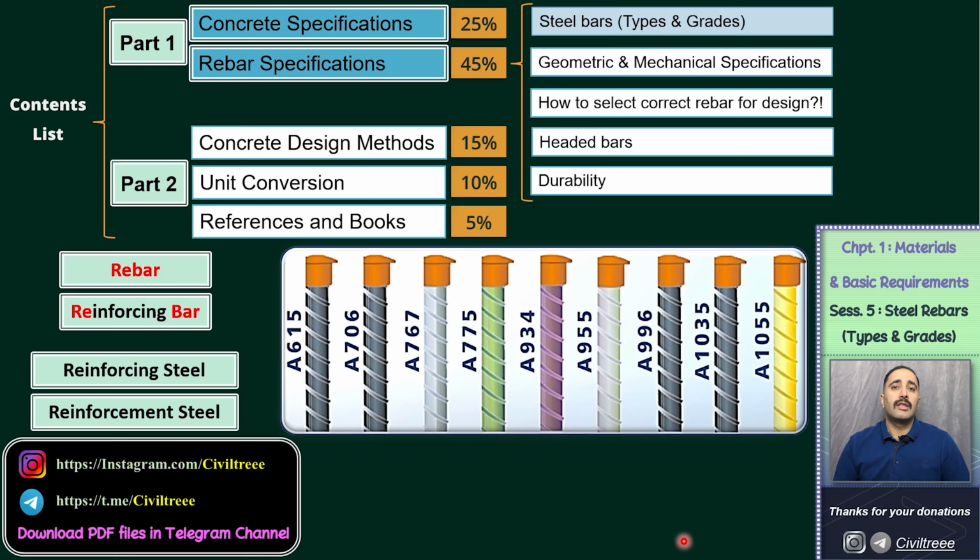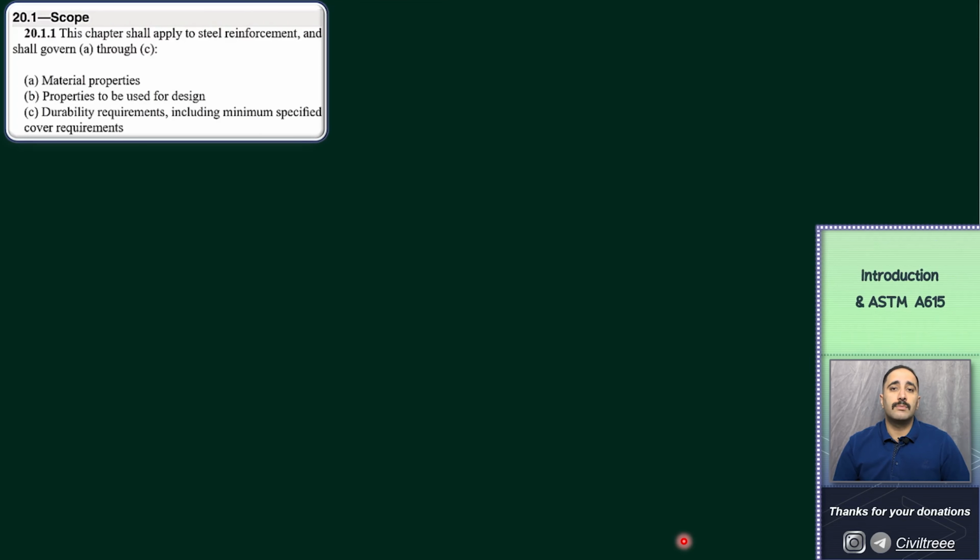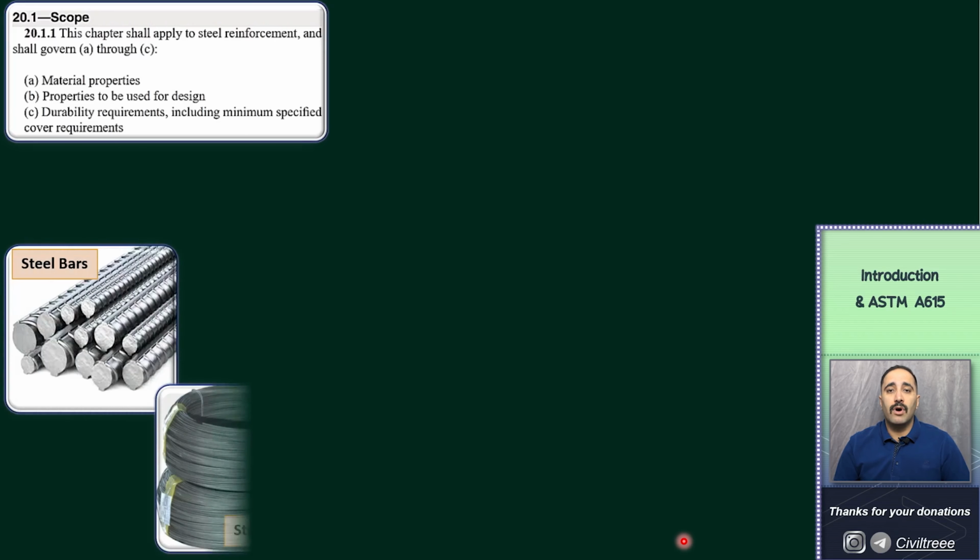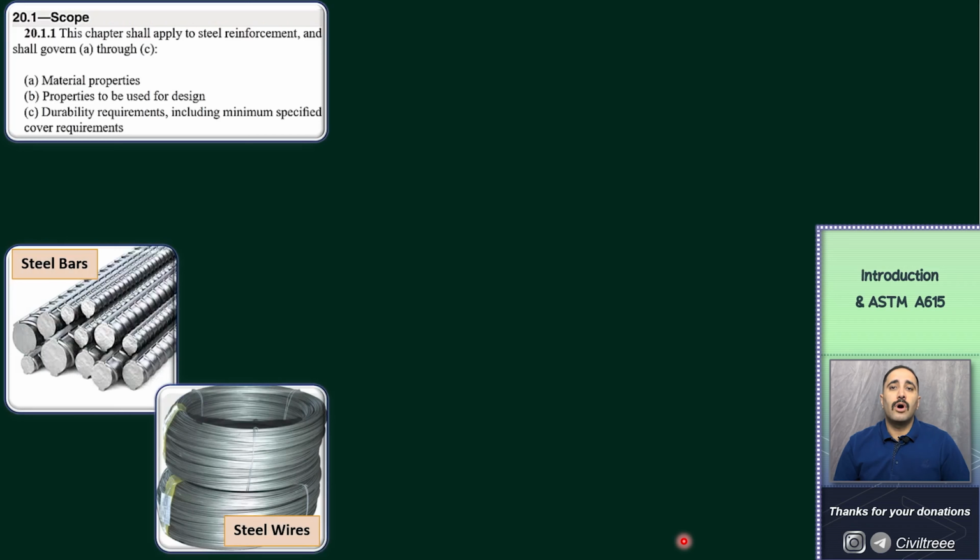Most of the things I'll tell you throughout these 5 sessions are based on Chapter 20 of ACI 318, so consider reading this chapter by yourself too. In this chapter, we can read about steel reinforcement material properties, properties to be used for design, and also the durability requirements for rebars. Steel reinforcement includes bars and wires. Steel bars refer to hot-rolled reinforcement, and steel wires usually refer to cold-rolled reinforcement. These reinforcements are produced in plain or ribbed types.